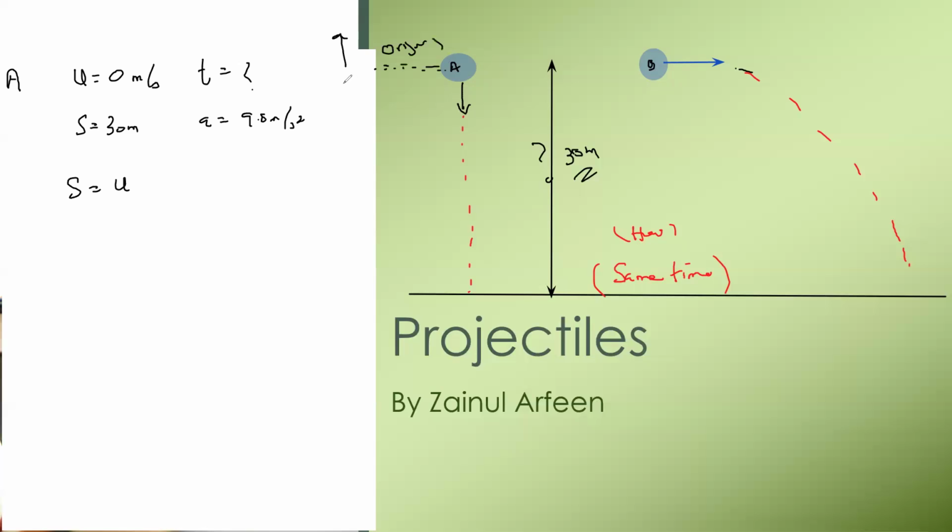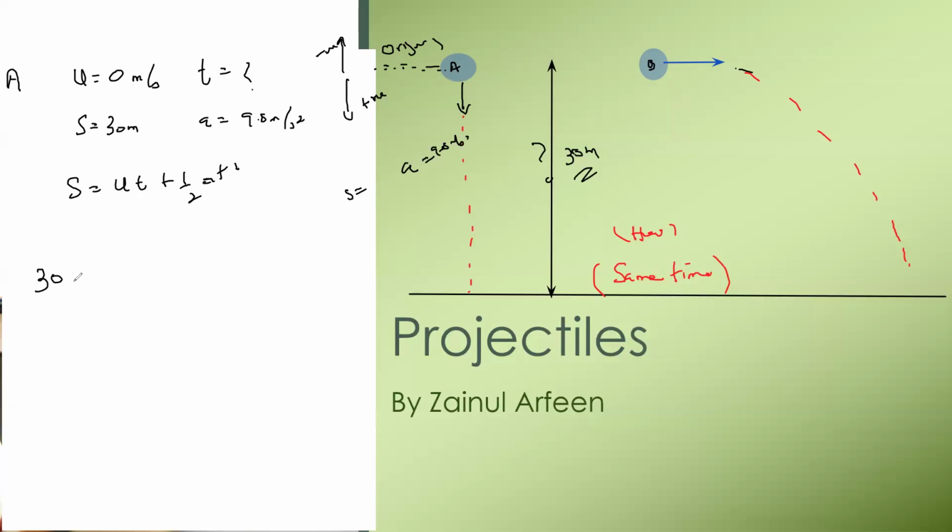Anything pointing up will be positive and anything pointing down will be negative, or if I take down as positive, anything pointing up will be negative. For example, the acceleration is downward, so that will be plus 9.8 meters per second square, and the displacement is also downward, so it's also plus 30. So we have the formula S equals ut plus half at square.